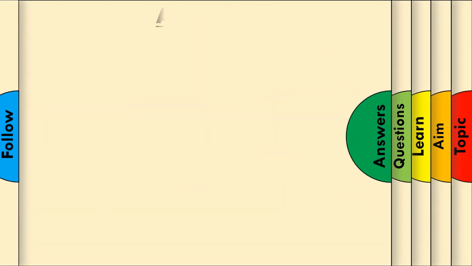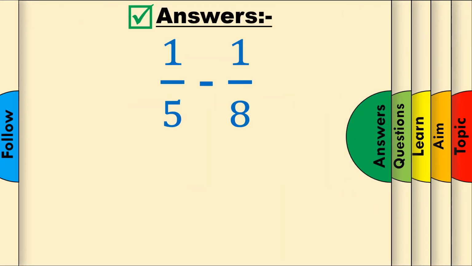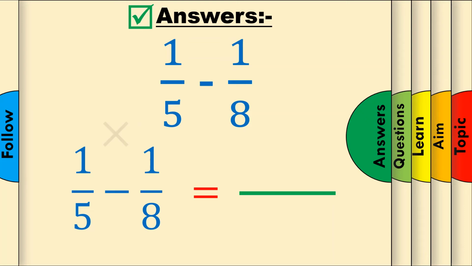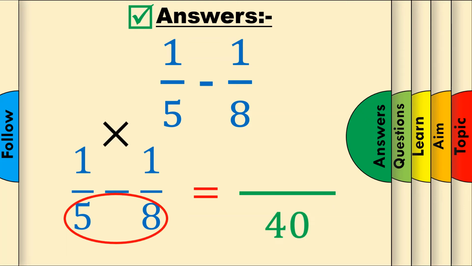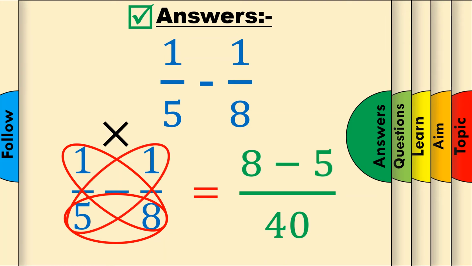Answers. Question 1. 1 over 5 minus 1 over 8. First, multiply the denominators together. 5 multiplied by 8 is 40. Then multiply one pair of diagonal numbers together. 1 multiplied by 8 gives 8. Now multiply the other pair of diagonal numbers. 1 multiplied by 5 is 5. 8 minus 5 equals 3, leaving us with the answer of 3 over 40.